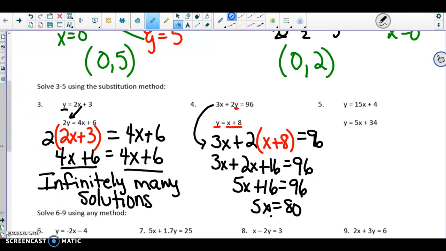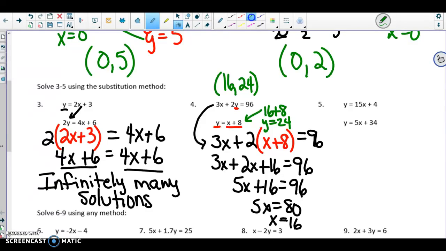And then when I solve by dividing by 5, x will equal 16. So if x is 16, I'm going to plug it back into here because that'll make it easier. I can plug it into either one, but this one makes it easy because then I just have 16 plus 8, which is 24. So y is going to equal 24. So my solution for this one would be (16, 24).